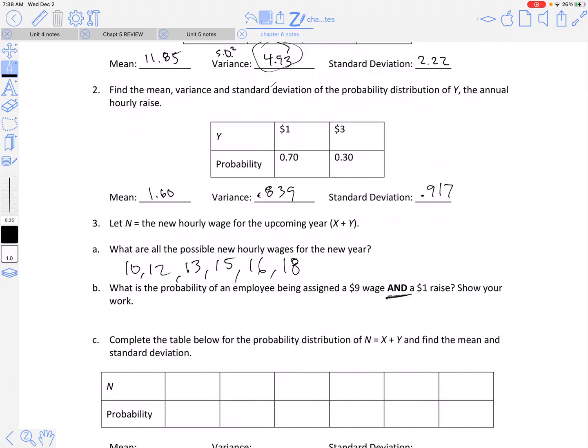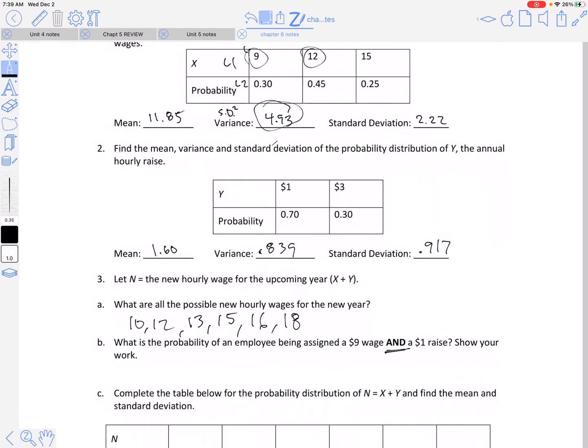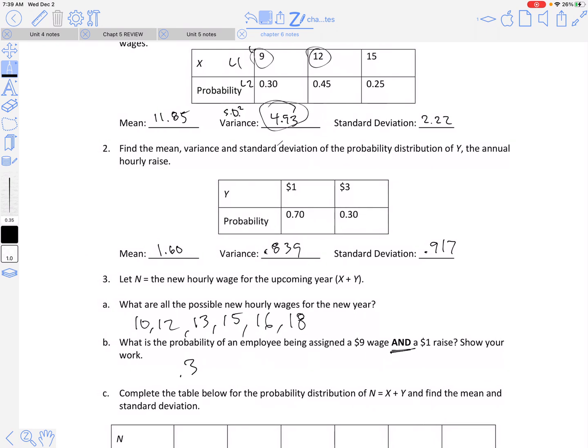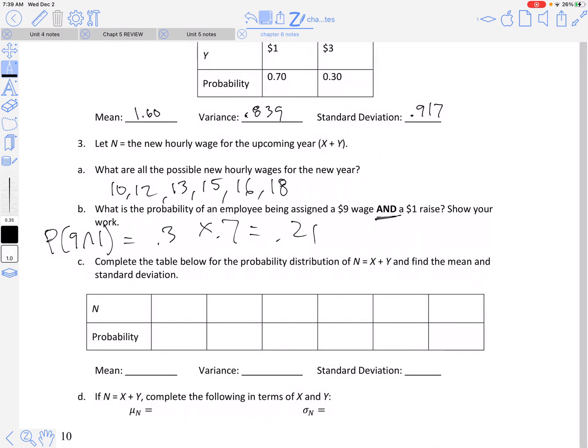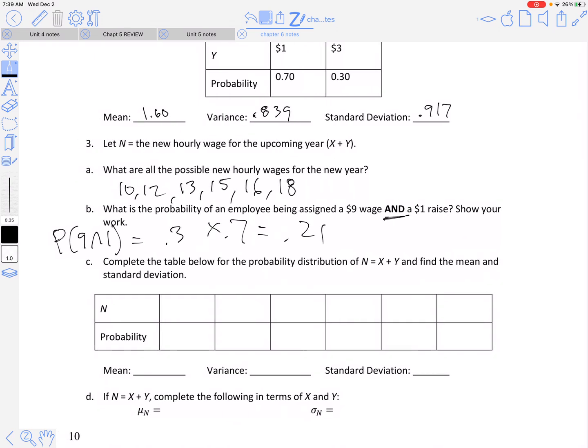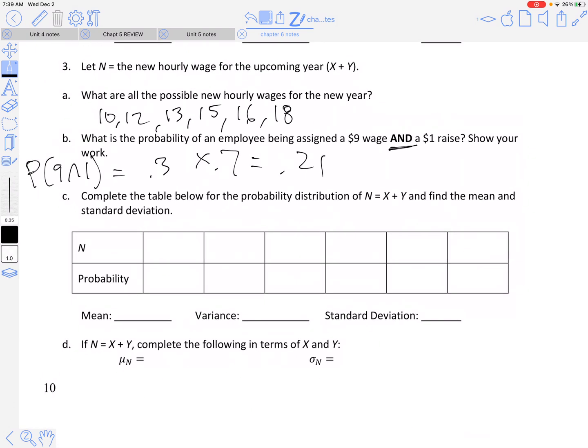So both of those are going to happen, 9 and 1. I'm going to take 0.3, the probability of 9 and 1. They're independent, so it'll just be 0.3 times 0.7, which is 0.21. So we have a 21% chance that we originally get the $9 wage with the $1 raise.